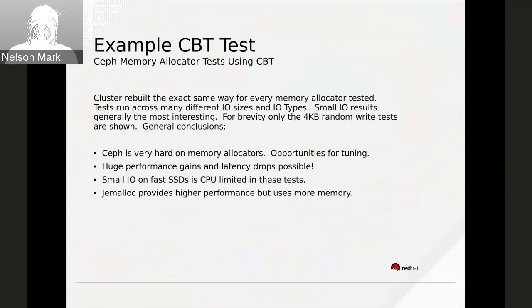What we also saw in these tests is that small I/O is really still CPU limited in all of these tests, even in the fastest configurations. So that's another thing that we'll need to spend more time looking at, ways to try to reduce that overhead. And the final thing is in every single test, regardless of the I/O size or the I/O type, jemalloc used higher amounts of memory. In many cases, it provided higher performance, but it always used at least like 200 to 300 megabytes more RSS memory per OSD process. So that's a big deal.